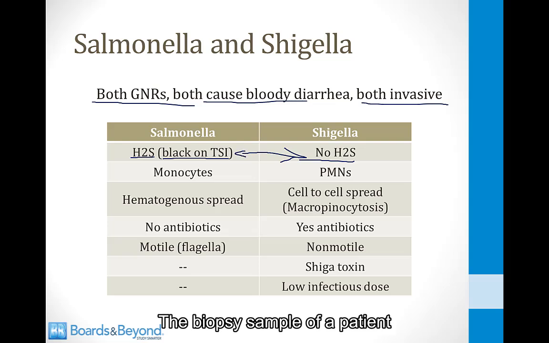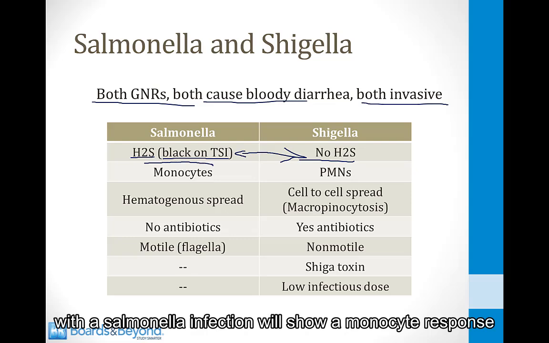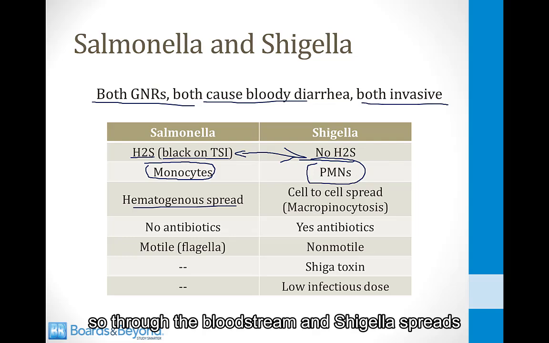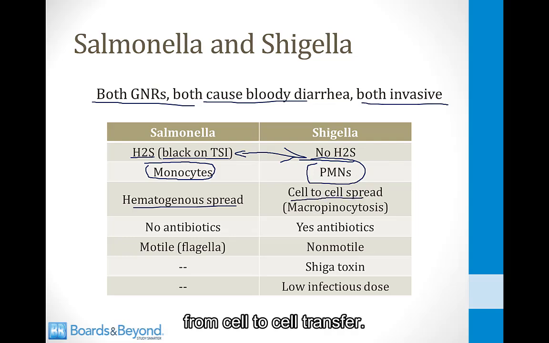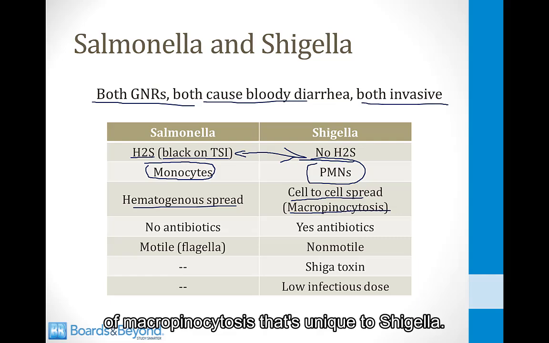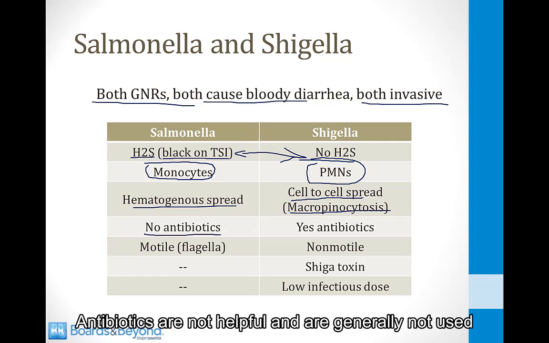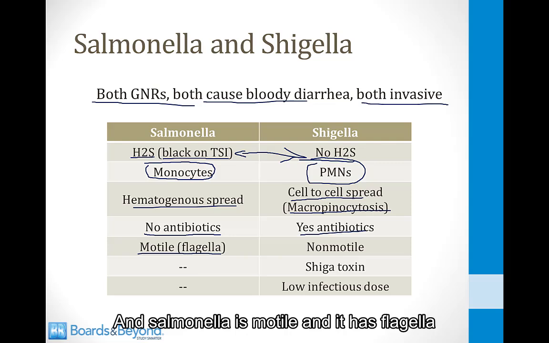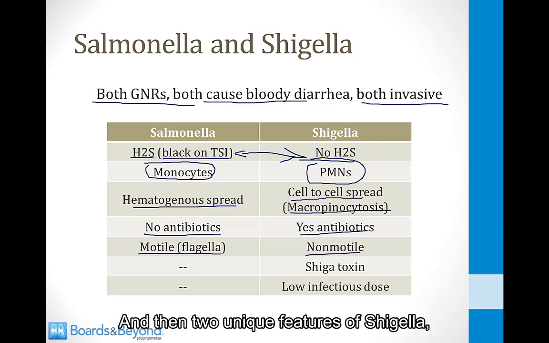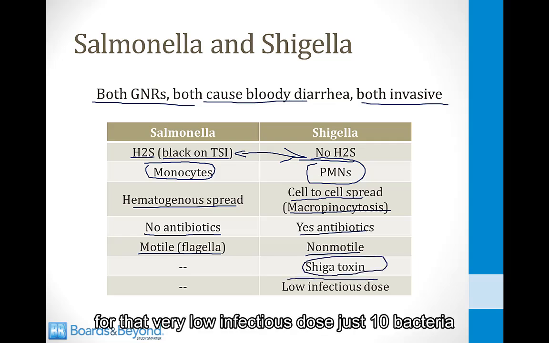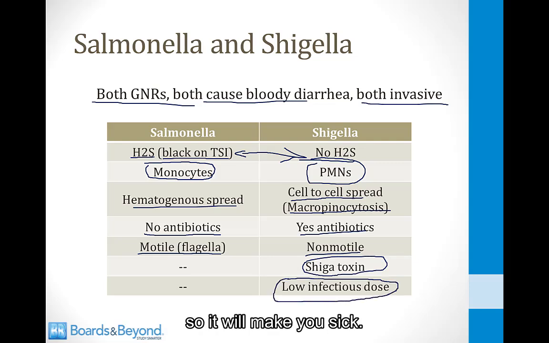The biopsy sample of a patient with a Salmonella infection will show a monocyte response by the immune system, whereas for Shigella it will show a PMN response. Salmonella spreads hematogenously, so through the bloodstream, and Shigella spreads by cell-to-cell transfer. And remember, it's taken up by the cells through that process of macropinocytosis that's unique to Shigella. Antibiotics are not helpful and are generally not used for Salmonella, but they are used for Shigella. And Salmonella is motile and it has flagella, whereas Shigella is not. And then two unique features of Shigella are that it makes Shiga toxin, and Shigella, remember, is famous for that very low infectious dose, just 10 bacteria or so will make you sick.